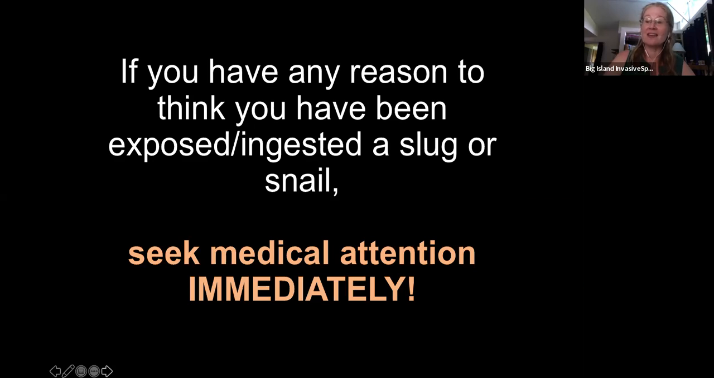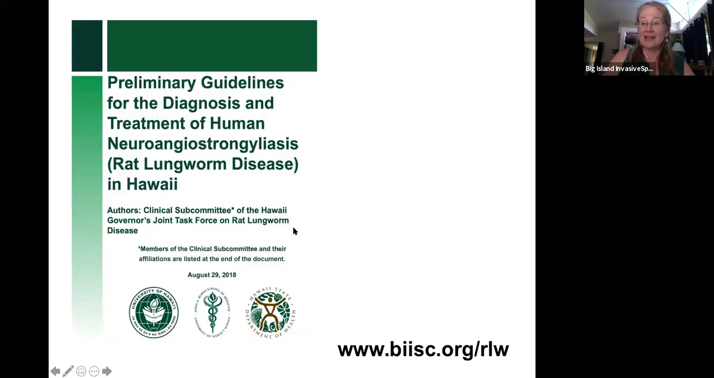So the important thing to remember is that if you have any reason to think that you may have swallowed a snail or slug, or part of a snail or slug, seek medical attention immediately. Do not wait until symptoms appear. The earlier that medical treatment begins, and hopefully before any symptoms appear, the much better the outcome of the case is. There are guidelines because the state has worked to come up with these preliminary guidelines. They are due to be updated hopefully soon, but they're kind of not out there for every medical professional.